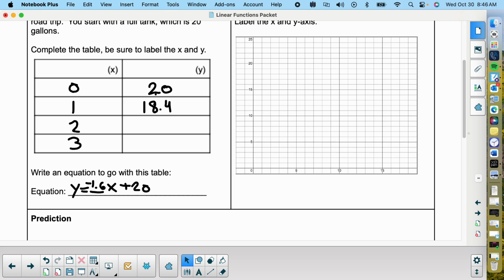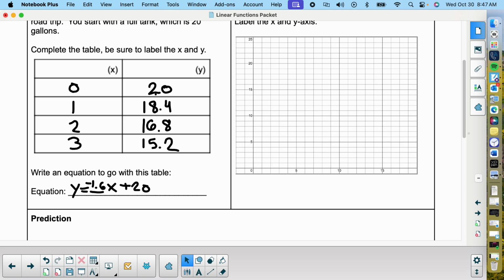Okay, excellent. We are subtracting 1.6. That was a pretty good job to do it in your head. Okay, and then we're going to do that twice. So 18.4 minus 1.6 would be 16.8. And then we would have 15.2. Okay, nice. Does anybody know how to graph this?